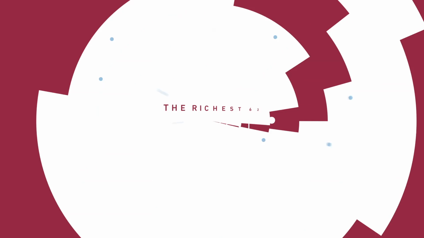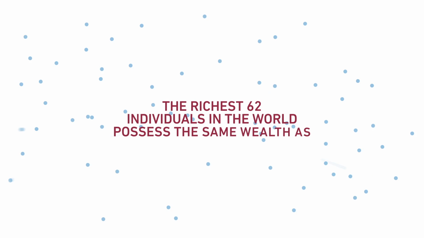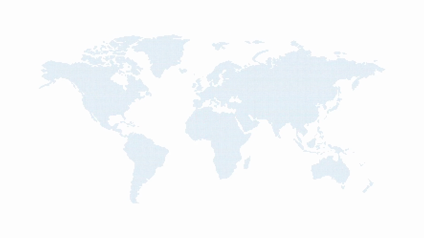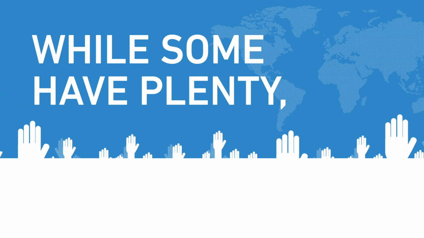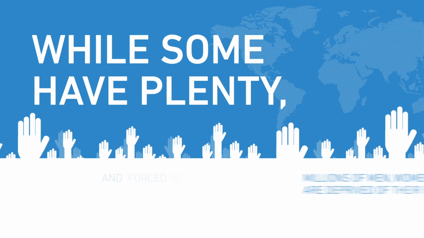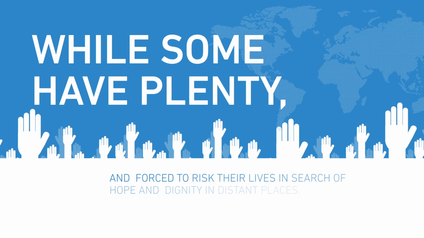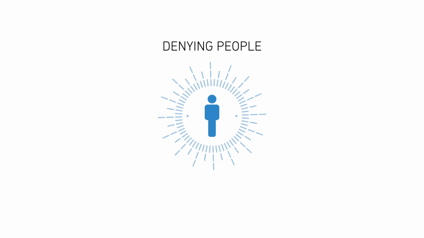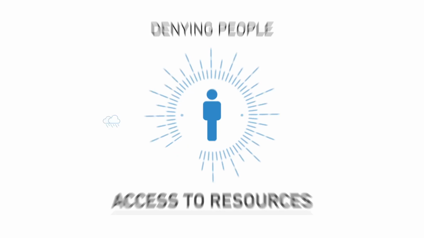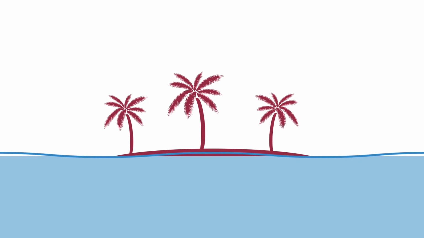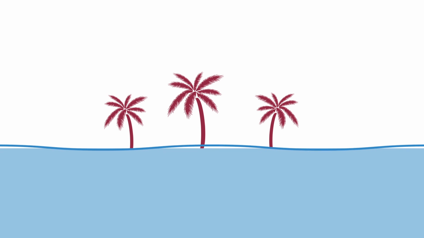Today, the richest 62 individuals in the world possess the same wealth as 3.6 billion others, the poorer half of humanity. While some have plenty, millions of men, women, and children are deprived of their rights and forced to risk their lives in search of hope and dignity in distant places. Climate change directly impacts human lives and well-being, denying people the right to access resources. Extreme weather patterns threaten many communities and for many small island developing states, even their very existence.